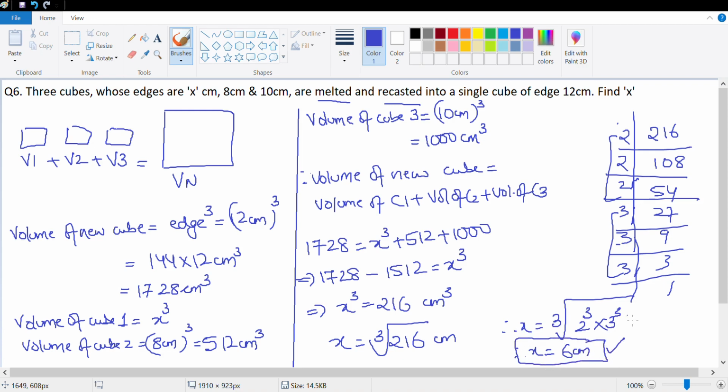We needed to find x. X is 6, not centimeter, because this is x centimeter. So x is equal to 6. Perfect. Let's look at the next question.